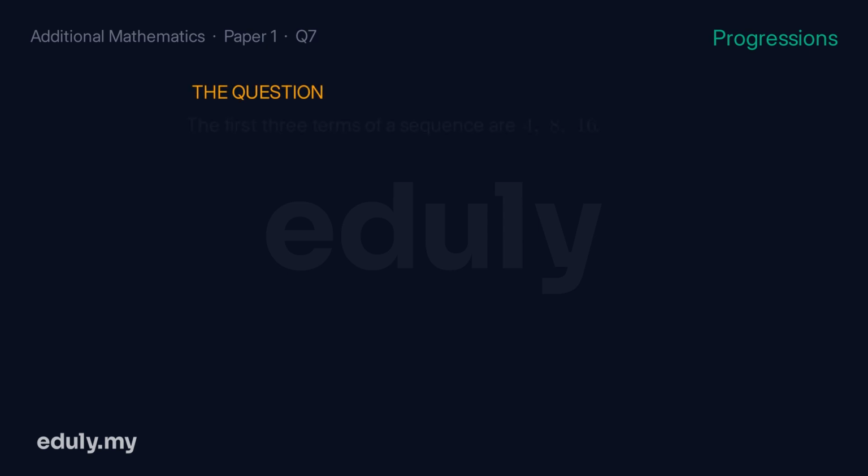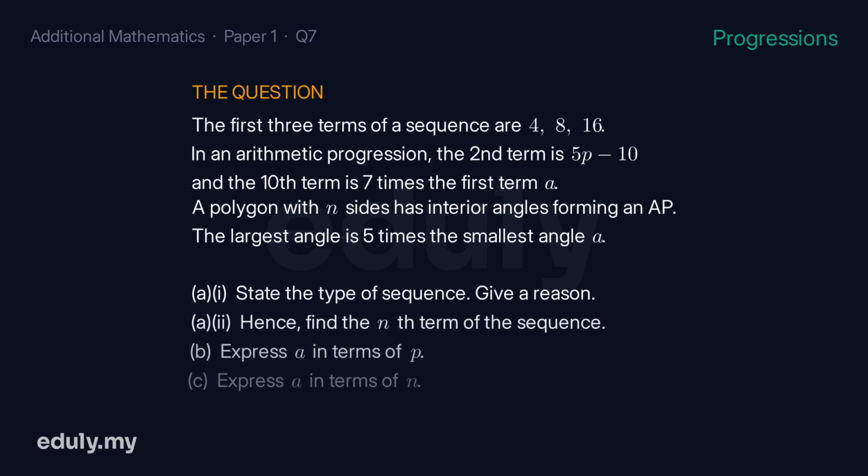Let's read the question. We have 3 separate parts, all about progressions. Part A uses the terms 4, 8, 16. Parts B and C ask us to work with arithmetic progressions, one involving unknown p and one about polygon angles.